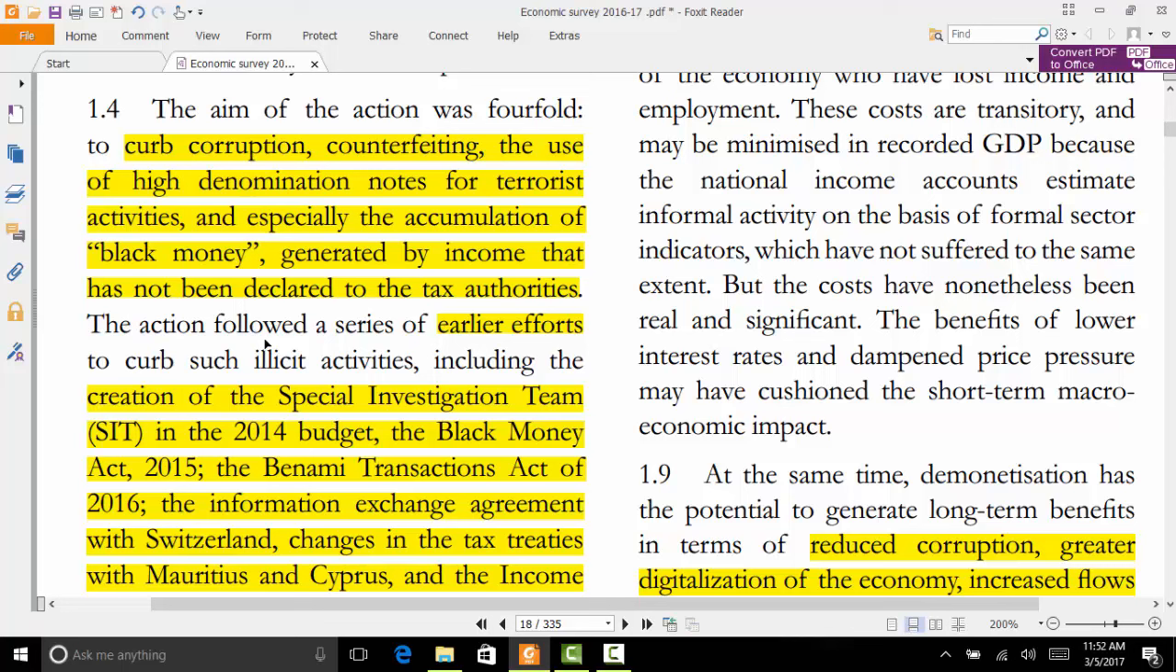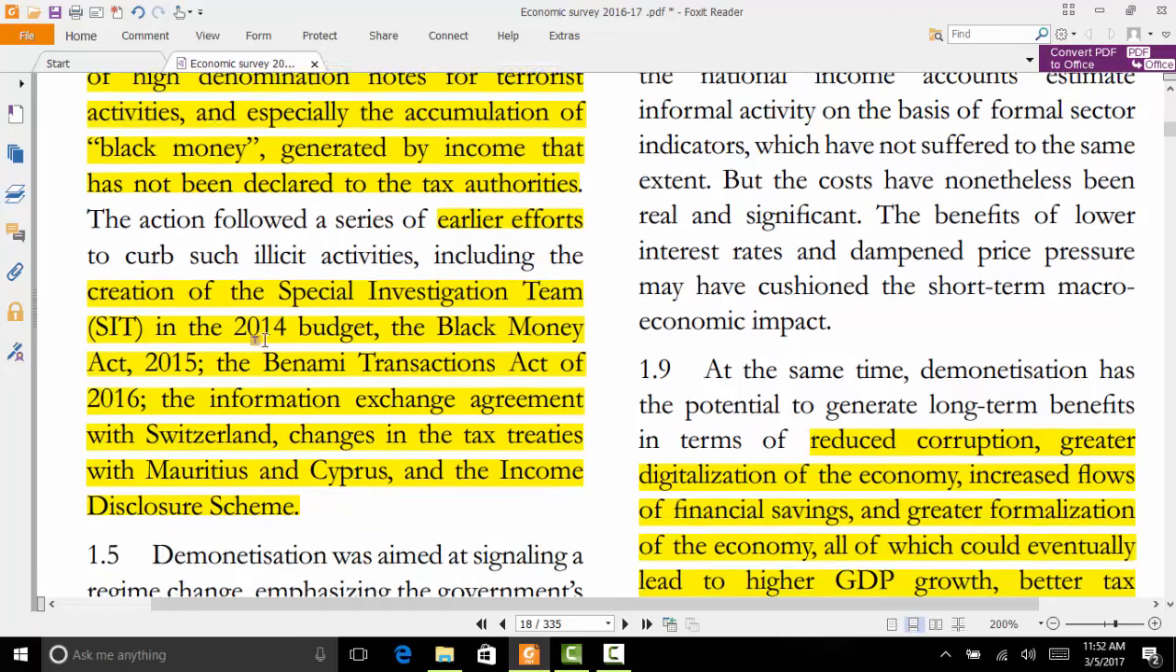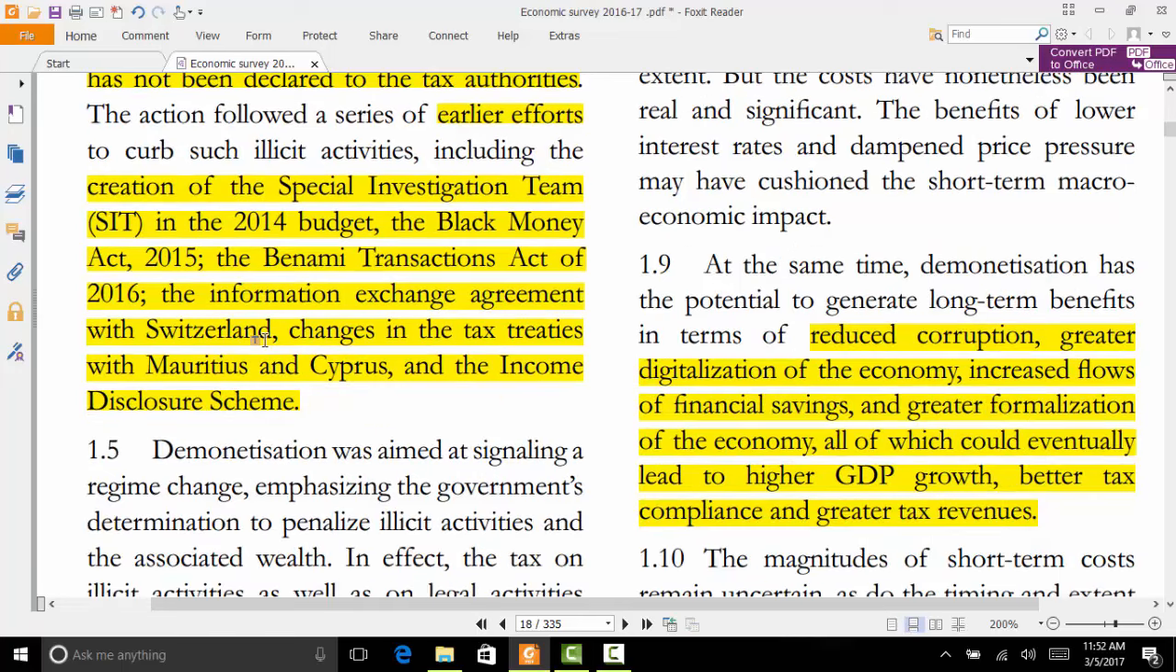Demonetization also, है ना? और कुछ बताइए. GST. इनकम डिस्क्लोजर, इनकम डिस्क्लोजर बता चुके हैं. ठीक है. ग्रामीण गरीब कल्याण योजना. ठीक है. Black money code also, black money law has also been enacted. So these are all the steps, efforts. You can see that SIT, Black Money Act, Benami Transaction Act, information exchange with Switzerland, tax treaty renegotiation with Mauritius, Cyprus and Singapore. Singapore is also there, you can add that. And an income declaration scheme.